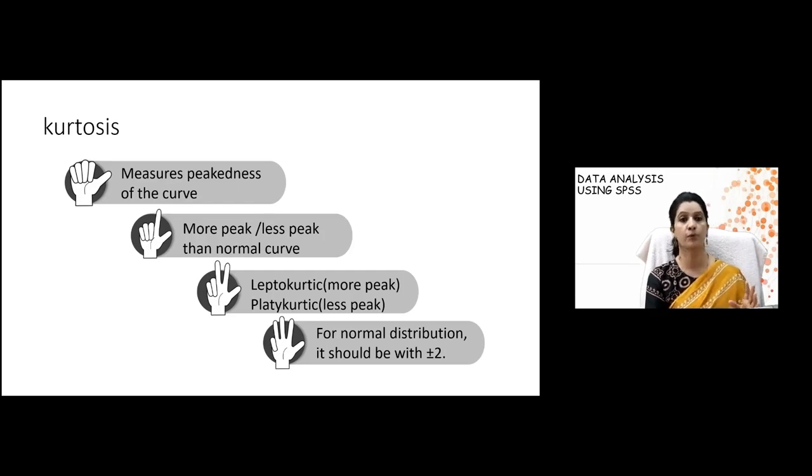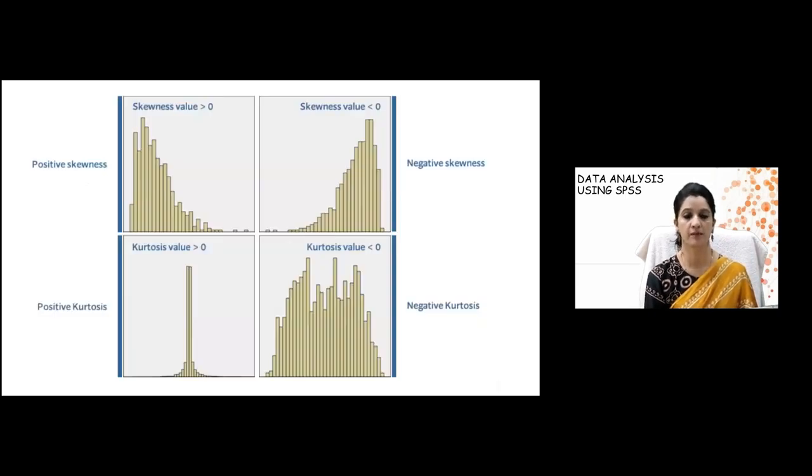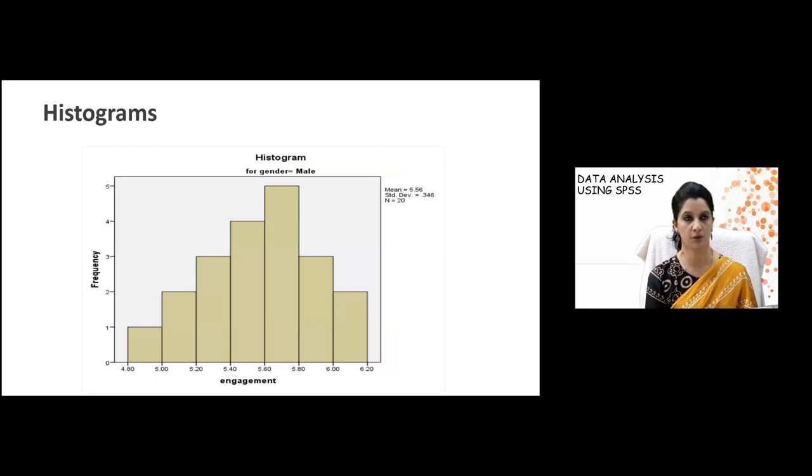So for both skewness and kurtosis, the limit is plus or minus 2. Skewness measures the right or left deviation, whereas kurtosis measures the height or peak of a curve. If you see the first one, this is the tail. This is the positive skew or right skew. This is the negative skew or left skew. Similarly, this is positive kurtosis where the peak is more, and when it is flat, it is negative kurtosis.